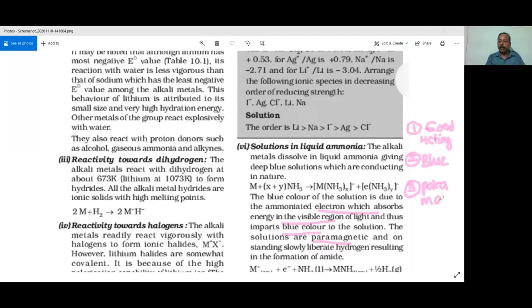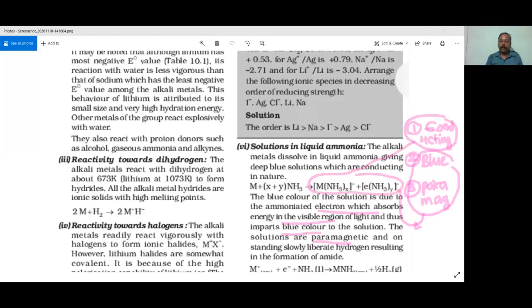But for these two reasons, blue color and paramagnetism, only the solvated or ammoniated electron is responsible. But for electrical conduction, both answers are required, this answer and this answer. Now I hope you all will do it.